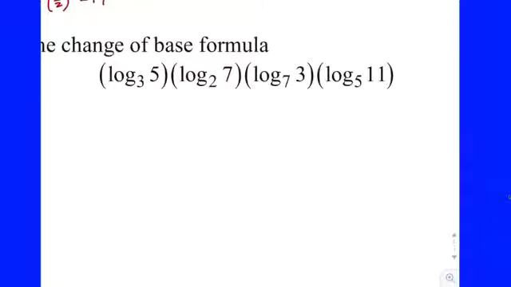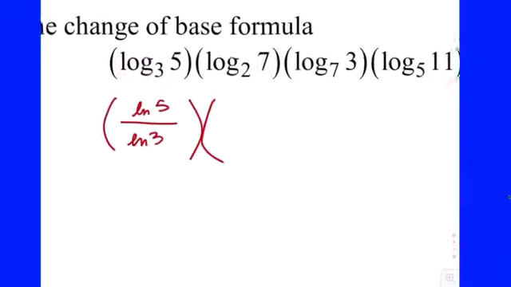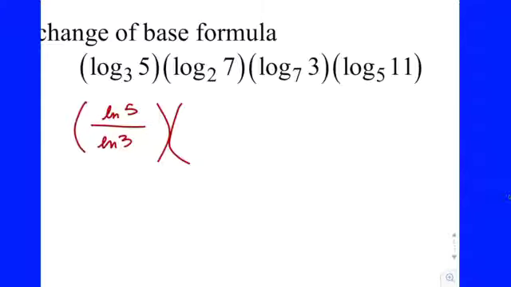If it says to use the change of base formula, yeah, we should probably start by writing every single one of those factors using the change of base formula. And what base do we choose to use? Natural log. So that's the natural log of 5 over the natural log of 3 times. Go ahead and do that all the way through and see if anything reveals itself to you.